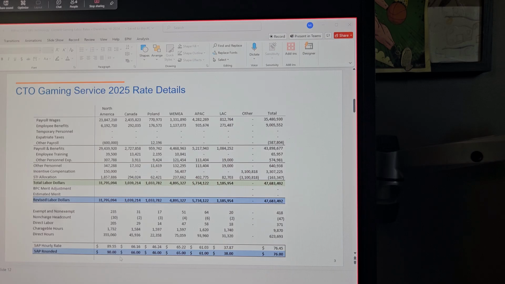What's your denominator? How many hours are you assuming are chargeable in a year? That could be part of the difference too. In the U.S. we're using 1,732 hours. I don't think we've gone in and backed out the PTO and the holidays and all that stuff that you showed. That's probably what it is, right?